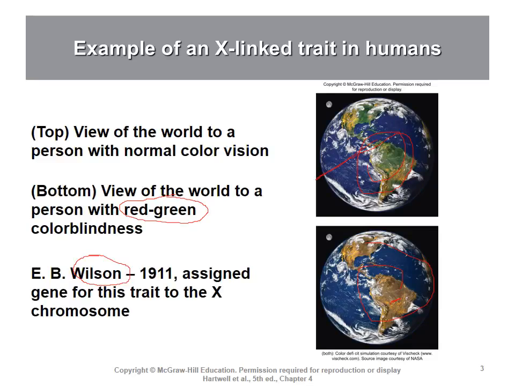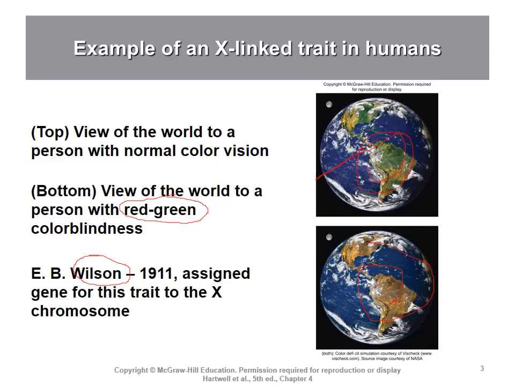Another important piece of evidence that this gene is X-linked is the ratio of affected males to affected females. So we know that males have only one copy of the X chromosome. So we expect that for X-linked recessive traits, the frequency of affected individuals is higher in males than in females, which is actually true for color blindness.